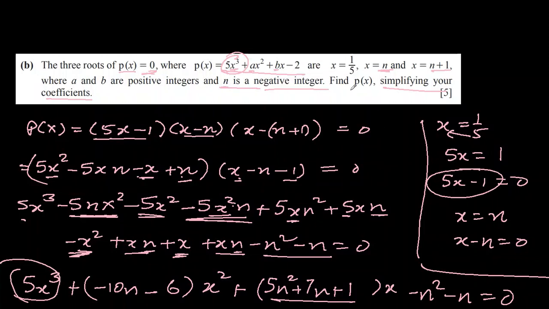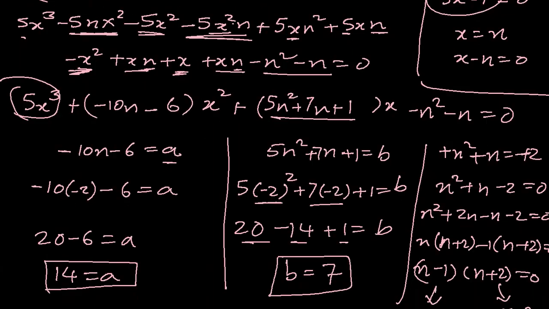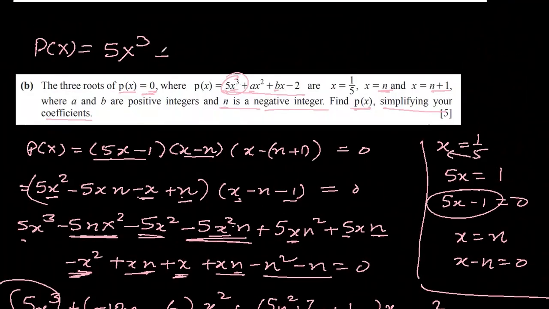Where a and b are positive, find px, simplifying your coefficient. So let me write px now here. Final answer is this one. 5x cube plus a came out to be 14 as far as I remember. a is 14. b came out to 7 minus 2. This is px.